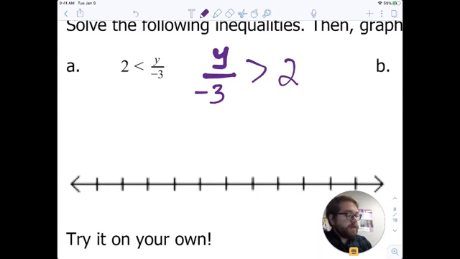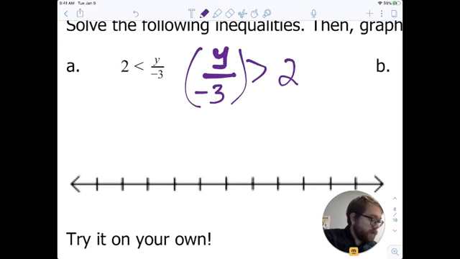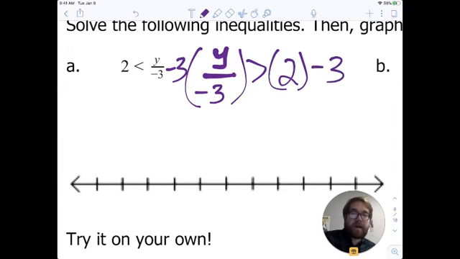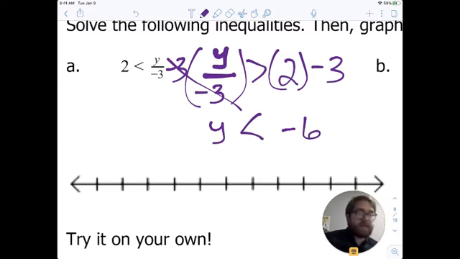And now I'm going to solve for y. Well, remember, when we're dividing, the opposite of that is multiplication. So I'm going to multiply both sides by negative 3 because I want to get rid of my negative 3 under my y to get that y by itself. So I multiply by negative 3, leaves me with y. 2 times negative 3 is negative 6. Now if you notice, I've multiplied by a negative number, and so I have to switch my sign. Okay, y is less than negative 6.